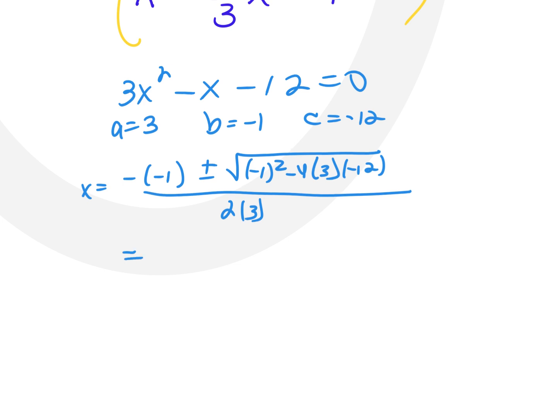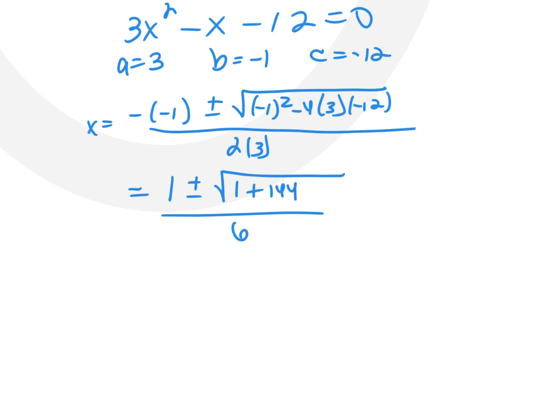So as we simplify this, minus a negative is a +1, plus or minus, what's -1 squared? 1, plus -4 times 3, -12 times -12 is 144, good, over 6. So I have 1 plus or minus the square root of 145 over 6.